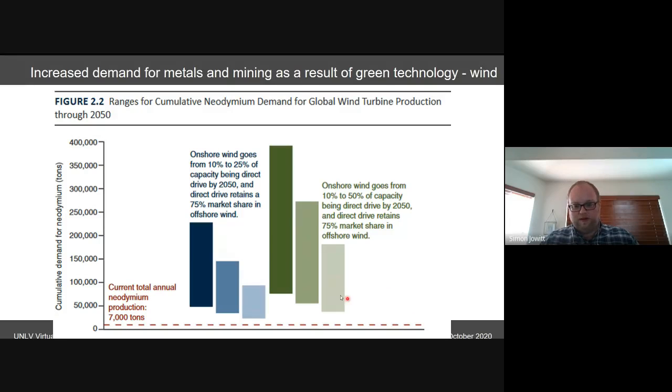If we go, basically, if we're trying to emit, this is the lowest target, this is the highest target, where we're going from kind of 10 to 50% of capacity by 2050. And what we're talking about is the cumulative demand for neodymium being like 400,000 tons up to 2050. In other words, what we need to do if we want to hit any sort of energy generation targets relating to wind or solar or electric vehicles is we're going to need to mine a lot more of a variety of different metals and minerals.